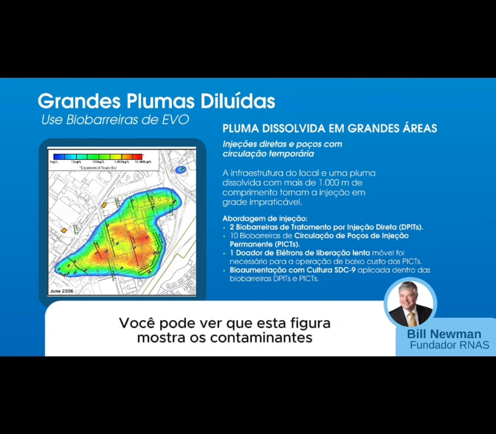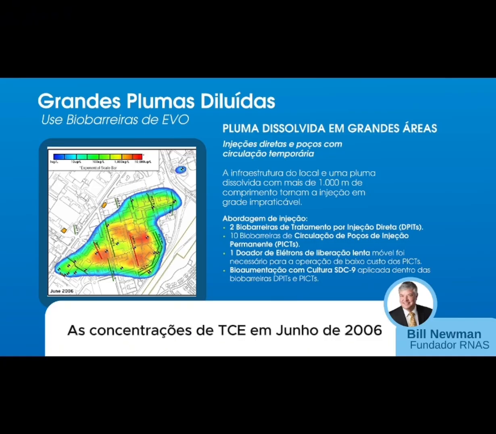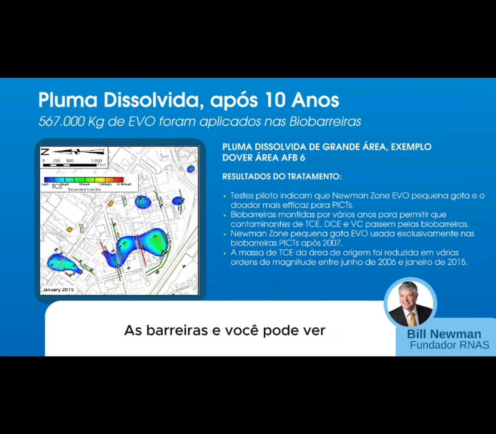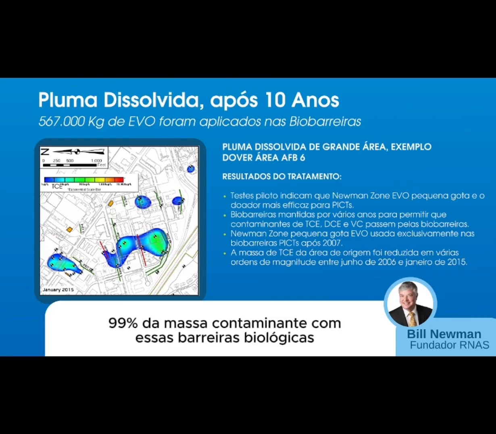The geology was a silty soil, a silty sand, and so groundwater flow was relatively slow. You can see this figure shows the contaminants, the TCE concentrations in June of 2006, and then many years later, in 2015, the contaminants have had time to move through the barriers, and you can see we removed about 99% of the contaminant mass with those biobarriers.